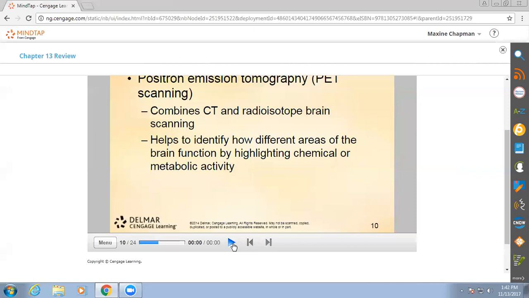MRI is good for soft tissue. So it's usually going to be used for brain disorders. If somebody has a herniated disc or something that has to do with the spinal cord, they'll do an MRI. And then the contrast used for MRI is not iodine based.